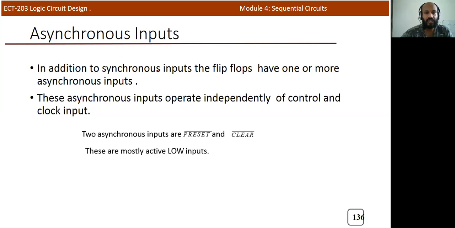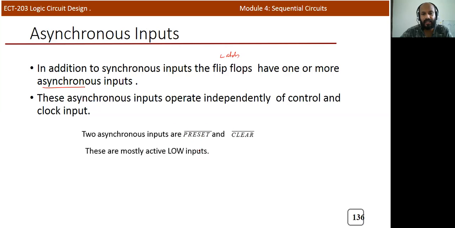The other two inputs commonly used in flip-flops and latches are known as asynchronous inputs. Synchronous inputs means whenever you apply an input signal and the proper clock signal is applied, you will get an output. But in the case of asynchronous inputs, whenever you apply a signal, at the same instant, without looking at any clock signal, the output will change. Normally, two types of asynchronous inputs are used. One is known as preset, another one is the clear signal. There is no control over these asynchronous inputs. So whenever you apply a preset or clear signal, the output will change.